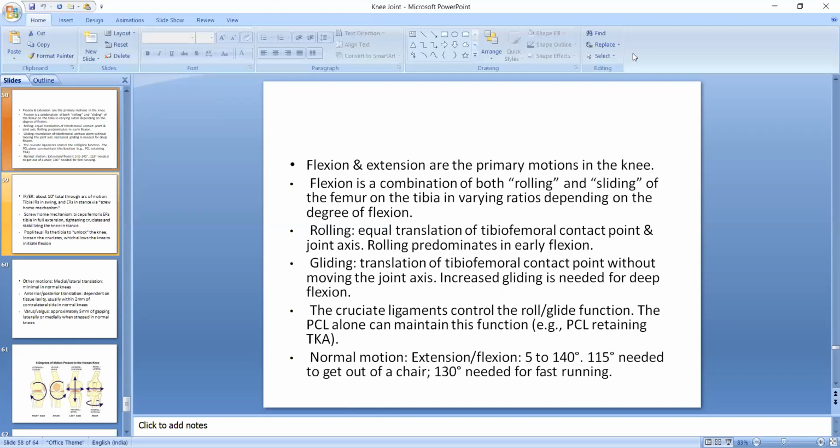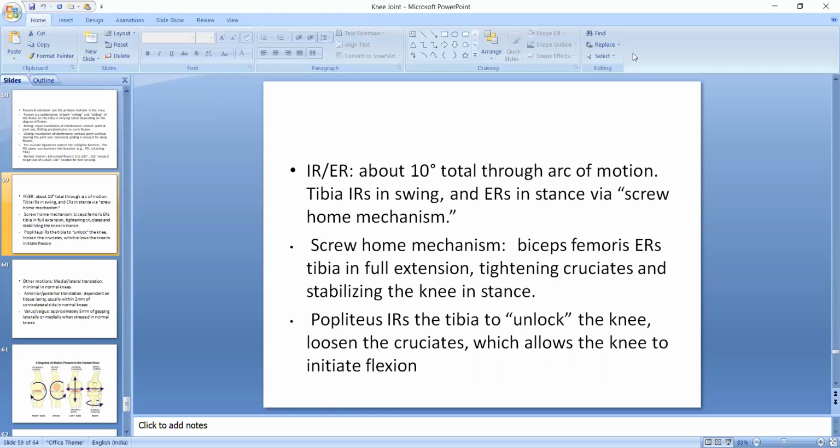Normal extension and flexion range is 5 to 140 degrees. 115 degrees is needed to get out of a chair and 130 degrees is needed for fast running. Internal rotation is about 10 degrees total arc of motion. Tibial internal rotation occurs in swing and external rotation in stance via the screw home mechanism. The femur internally rotates on the tibia in full extension, tightening the cruciates and stabilizing the knee in stance. Mobility is by internally rotating the tibia to unlock the knee, loosening the cruciates, which allows the knee to initiate flexion.